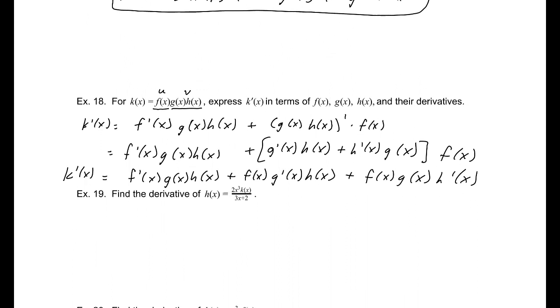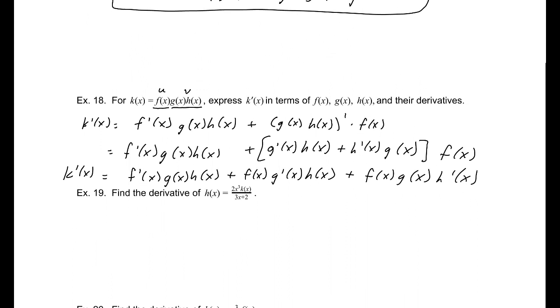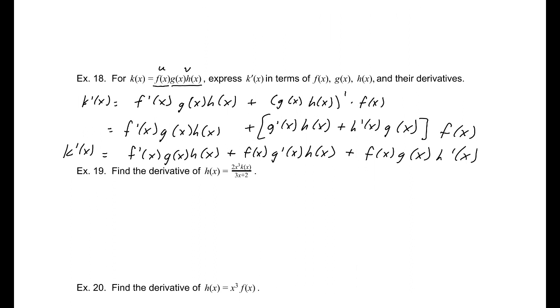So these rules can actually apply to much bigger things. Find the derivative of h of x is 2x cubed k of x over 3x plus 2. Okay, so we will use our quotient rule here. Here is our u. Here is our v. So h prime of x is low d high, so 3x plus 2.